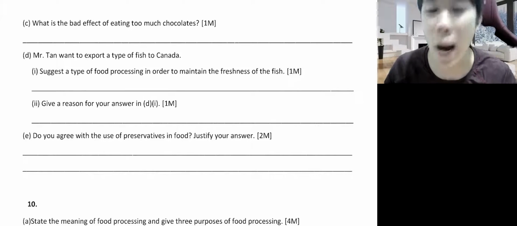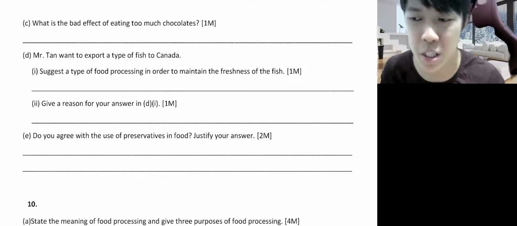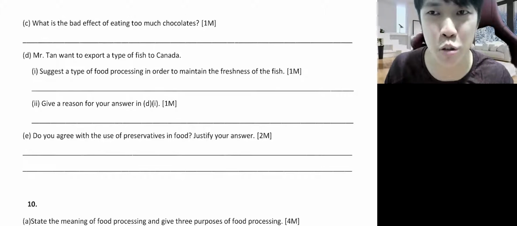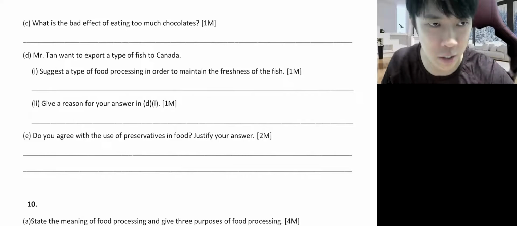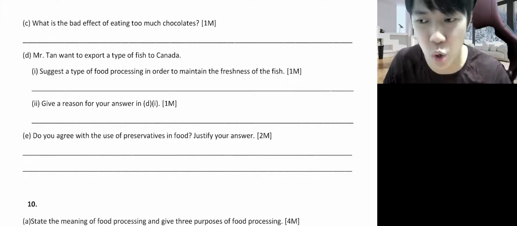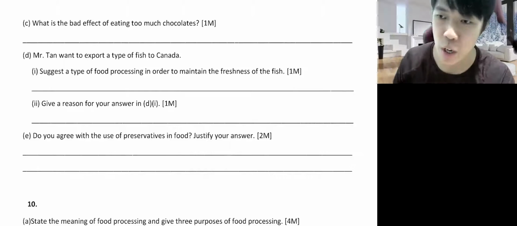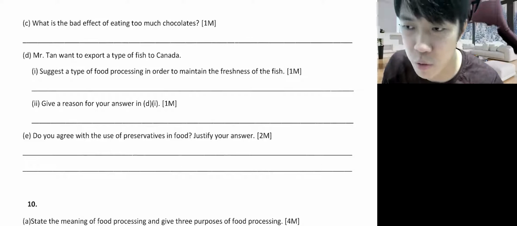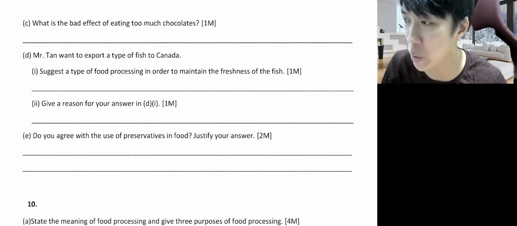So the next question is asking why freeze drying can maintain freshness? Now the main point is not freezing. The main point of freeze drying is actually to dry up the moisture so you can keep it longer. No water, no microorganism. So for this question, it's basically no water, no microorganism. So in your chat box, everybody: food is frozen at temperature less than -18 and water is removed. So microorganism cannot survive without water.